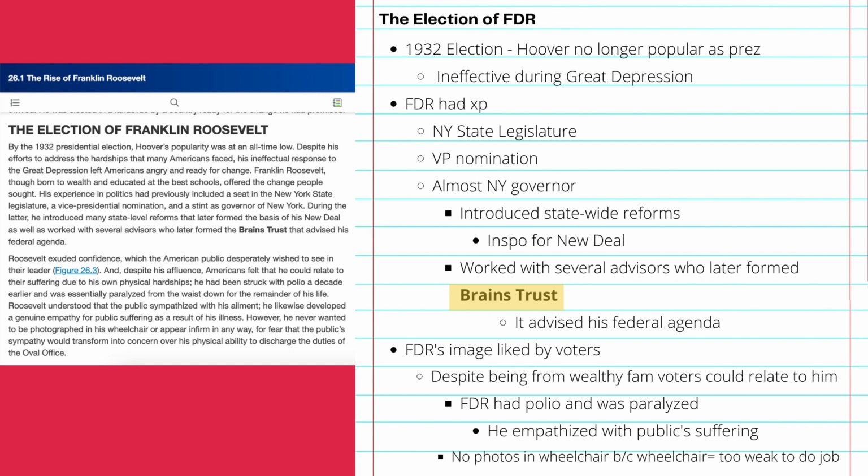Next point, FDR had XP, experience. And then I listed it, New York State legislator, VP nomination, and then it should be New York governor, just point blank, not almost. He was, my bad. But as governor, he introduced statewide reforms, and then in relation to that, that was the inspiration for the New Deal. And then while he was governor, he worked with several advisors who later formed Brains Trust. And then the sub there, it advised his federal agenda.